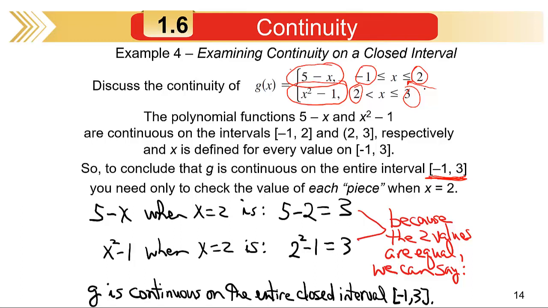Because each of these pieces in and of themselves are polynomials, we don't have to worry about discontinuities within them. The only place a discontinuity could happen is where the rule changes, and that's at 2. So after you see this, you know that all you really have to do is check the place where the rule changes and see if the top and the bottom piece give you the same answer or not.